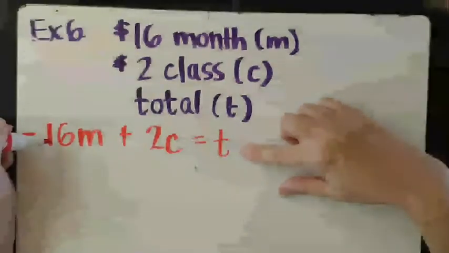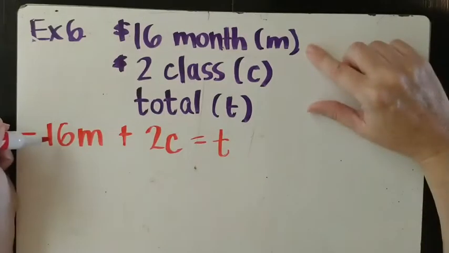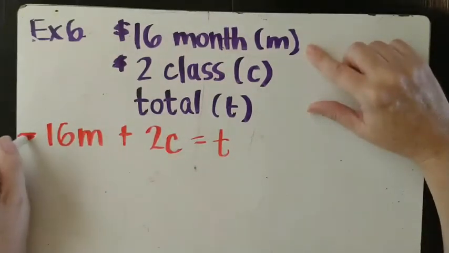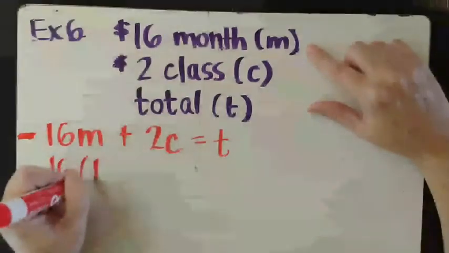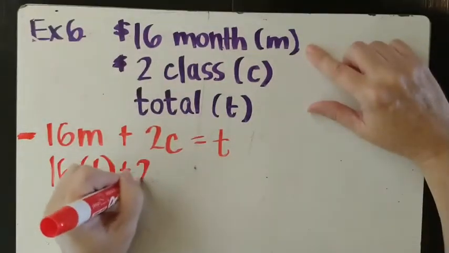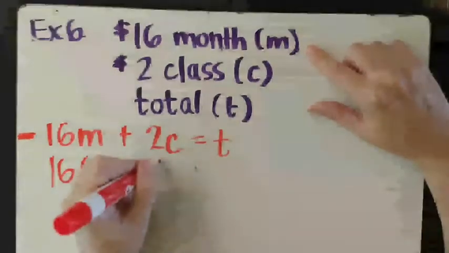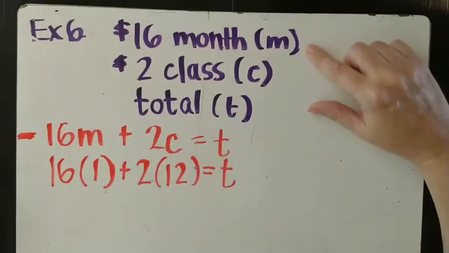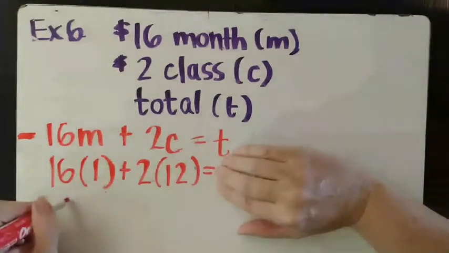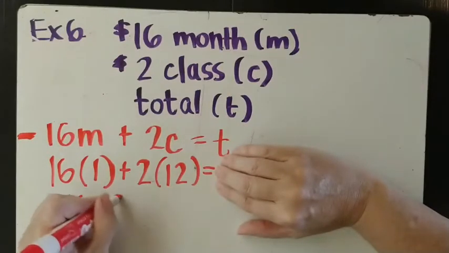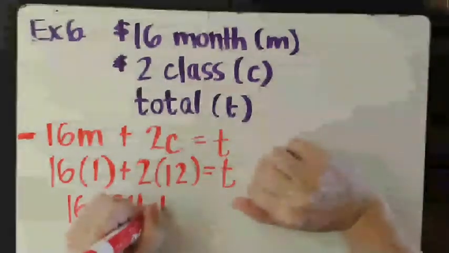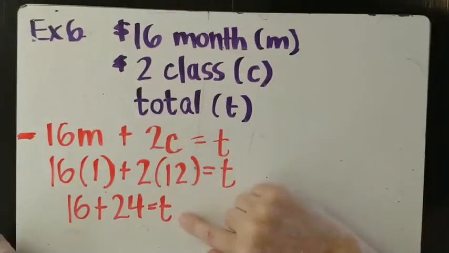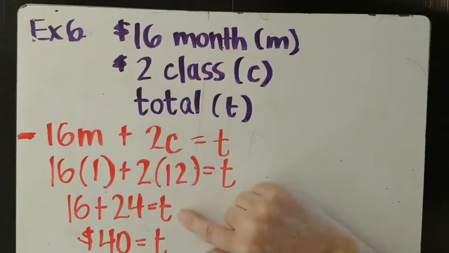Next, I'm going to substitute what I know. $16, and we're figuring out how much she's going to pay per month. So $16 in 1 month. And it tells us that she took 12 classes that month. So substitute 12. Now we can simplify on the left side, and we have 16 plus 24 equals T. So how much money did she spend for the month? If you add these together, you have $40 equals T.